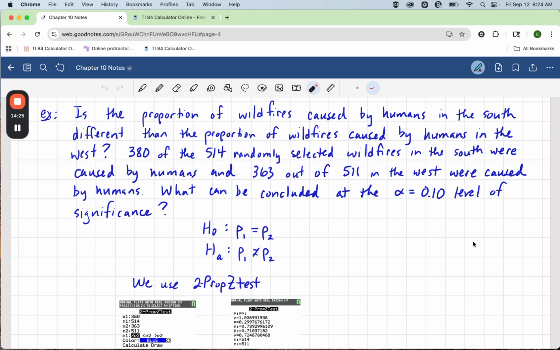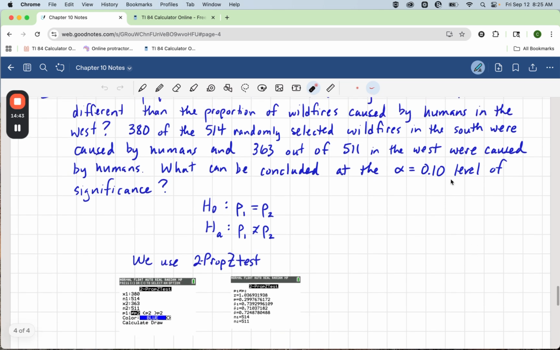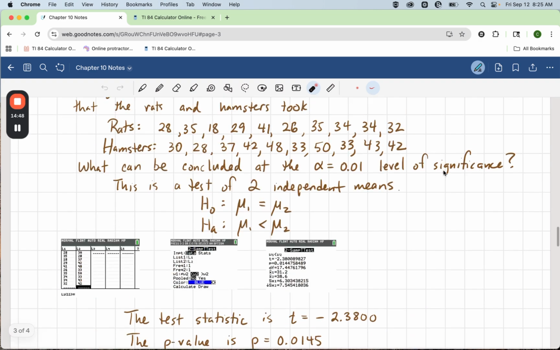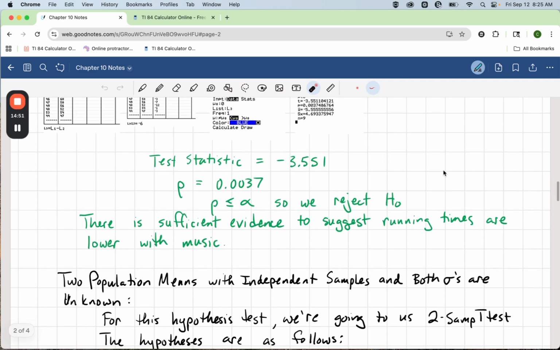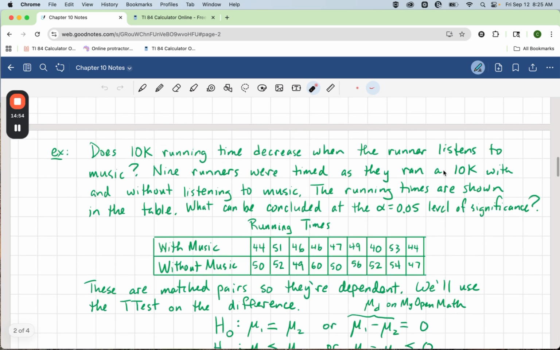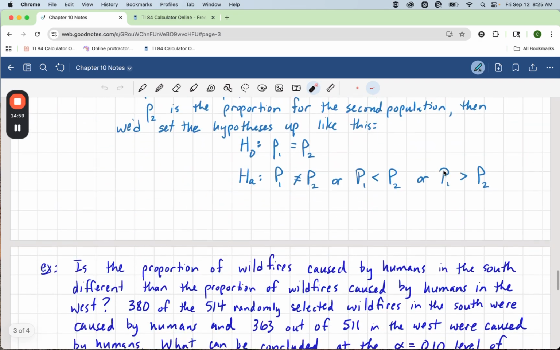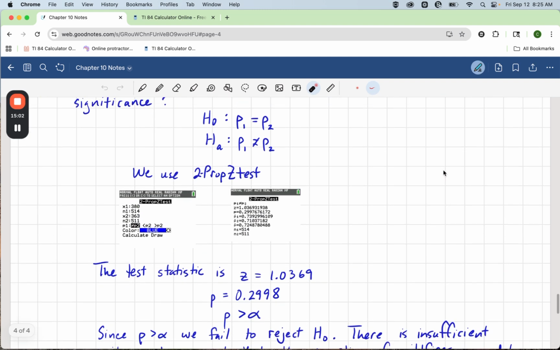Okay, in the South, we got 380 of the 514 randomly selected wildfires were caused by humans, and 363 out of the 511 in the West were caused by humans. So what can be concluded at the 10% level of significance? So here we go. This time they give you alpha, right? A lot of times they give you the other value, the 95%. Like up in this one. Oh no, it gave you the alpha in that one too. All right, well they're giving us alpha.